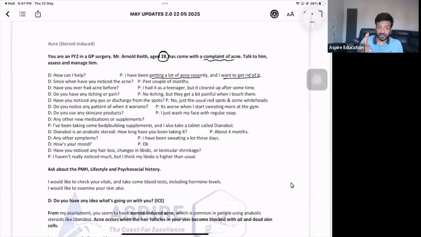We have got two scenarios. One, a female comes to you and asks for a medication called oral isotretinoin. And another is a young gym guy who's asking to get rid of this acne. So what am I supposed to do for that, right? So oral isotretinoin, whether the patient has moderate acne or severe acne, are we going to start the patient on oral isotretinoin?